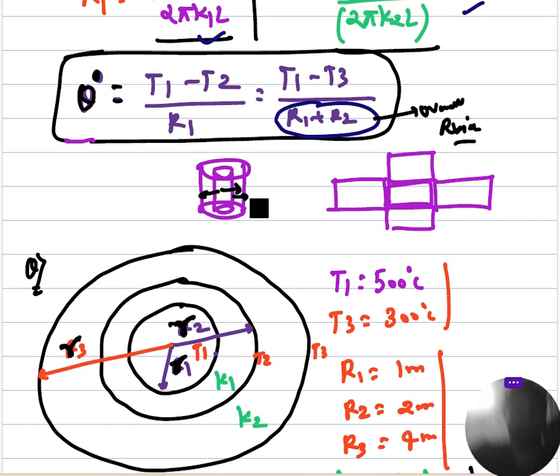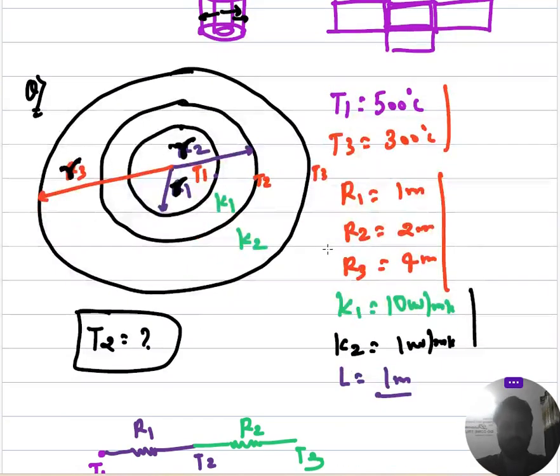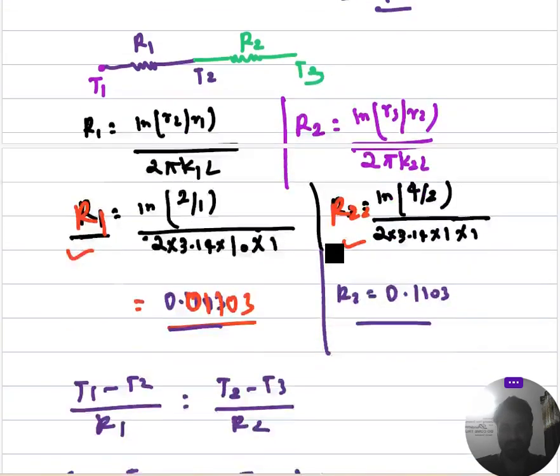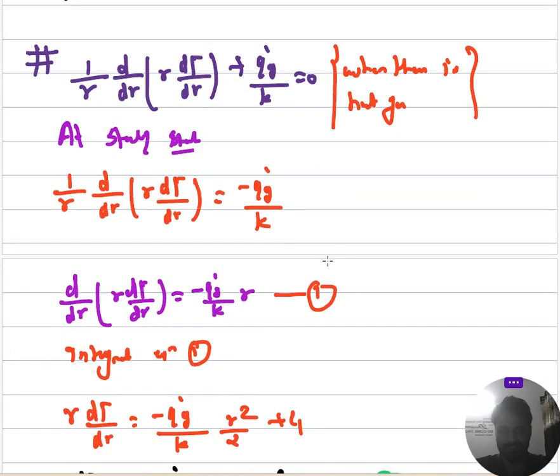Again, there are some questions here that I'm not going to discuss, because this is a marathon class for theory only. So let's say the question is something like 1 by r d by dr of r dT by dr plus q dot G by k equals 0. This is a cylindrical coordinate, steady state condition when there is heat generation in the solid, right? Earlier I discussed the case when there was no heat generation.